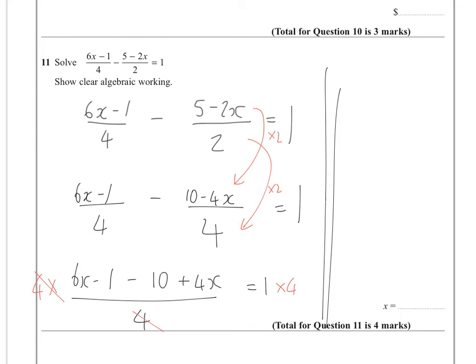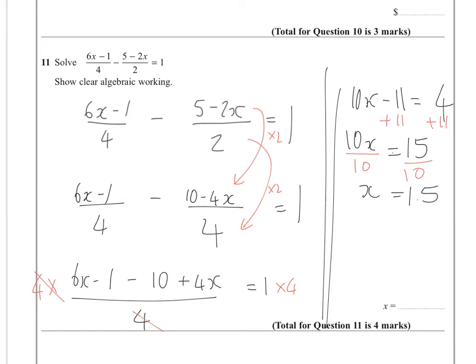So I've got 6x plus 4x, 10x, minus 1 minus 10, minus 11, and the right-hand side, 1 times 4, which is 4. So 10x, to get rid of the minus 11, plus 11 on both sides. So 10x equals 15. Therefore, x equals, divide by 10, divide by 10, 1.5.